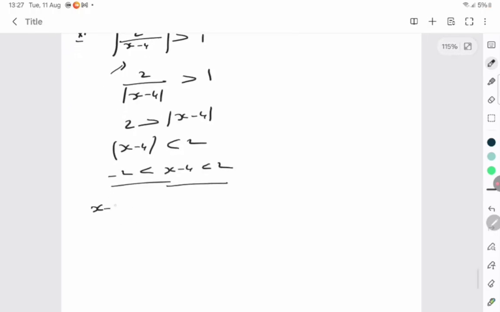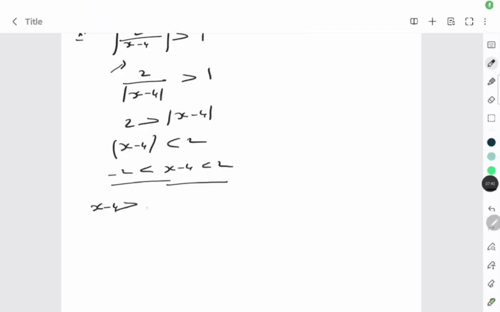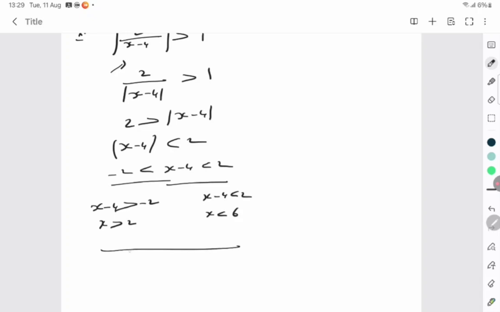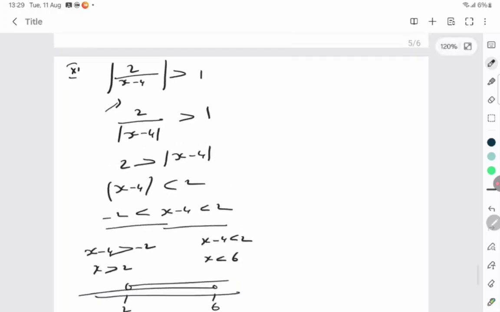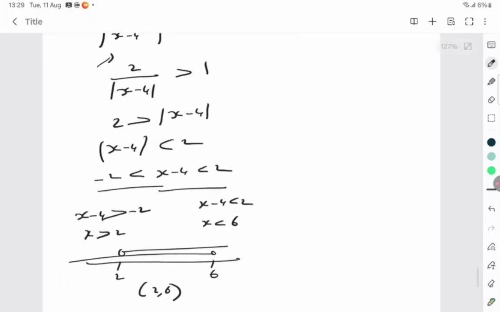Take these inequalities and solve. You get x minus 4 is greater than minus 2, so x is greater than minus 2 plus 4, which is 2. Taking x minus 4 lesser than 2, x is lesser than 6. Put it on the number line: x is greater than 2 and x is lesser than 6. So the open bracket 2 comma 6 is the solution. Yeah, so you got this.